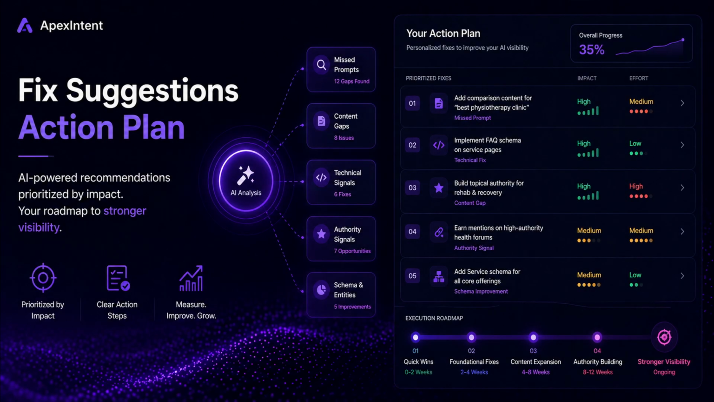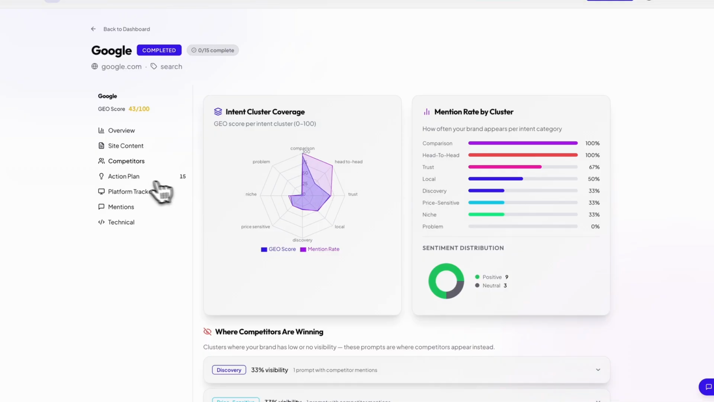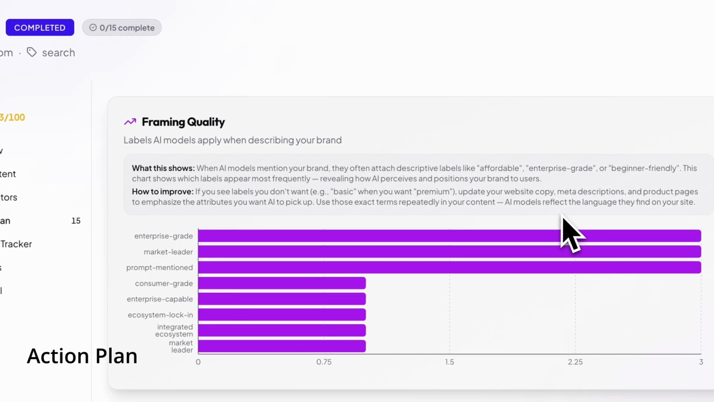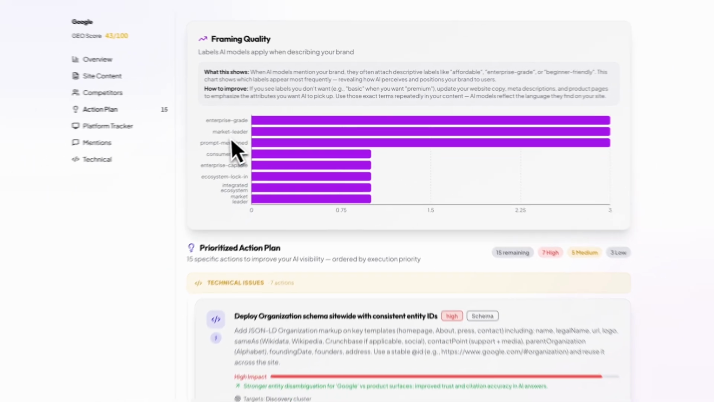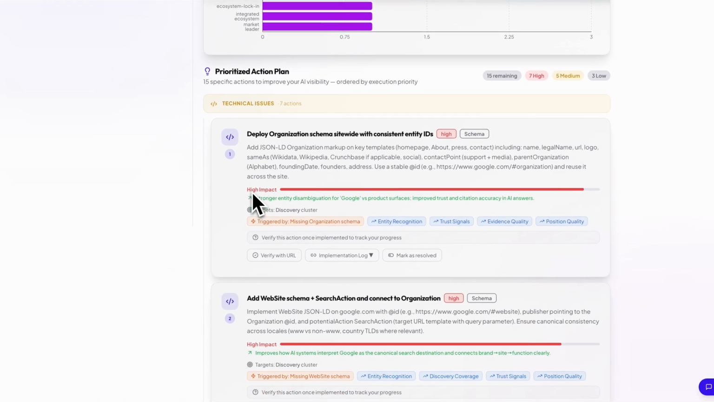This is your action plan, a prioritized set of fixes based on real visibility gaps. You're not guessing what to improve, you're following a clear execution path. This is your prioritized action plan, all fixes organized by impact and execution priority. Instead of scattered insights, everything is structured into a clear workflow.